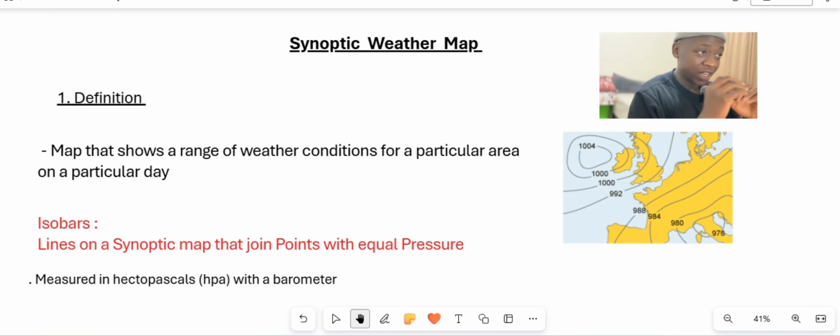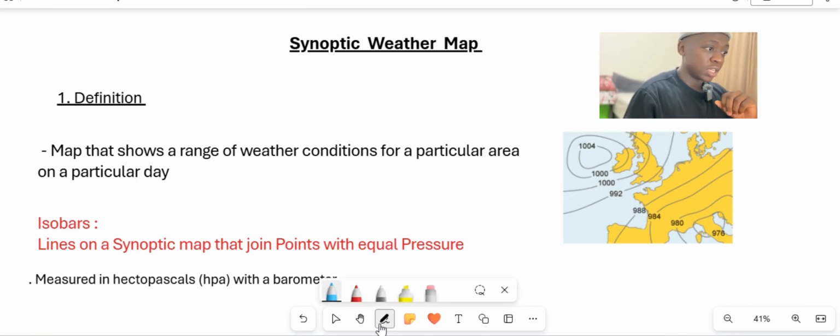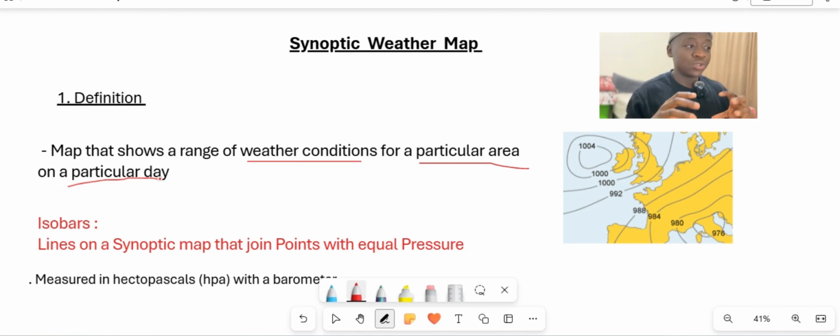Today I'm more than happy to teach about the synoptic weather map. First and foremost, as you know, I like to keep you updated on what is going on in the Christian knowledge space. So please keep this definition in mind. What is a synoptic weather map? It is a map that shows a range of weather conditions for a particular area on a particular day. So you must know that it is a map that shows weather conditions for a particular area at a particular day. Yes.